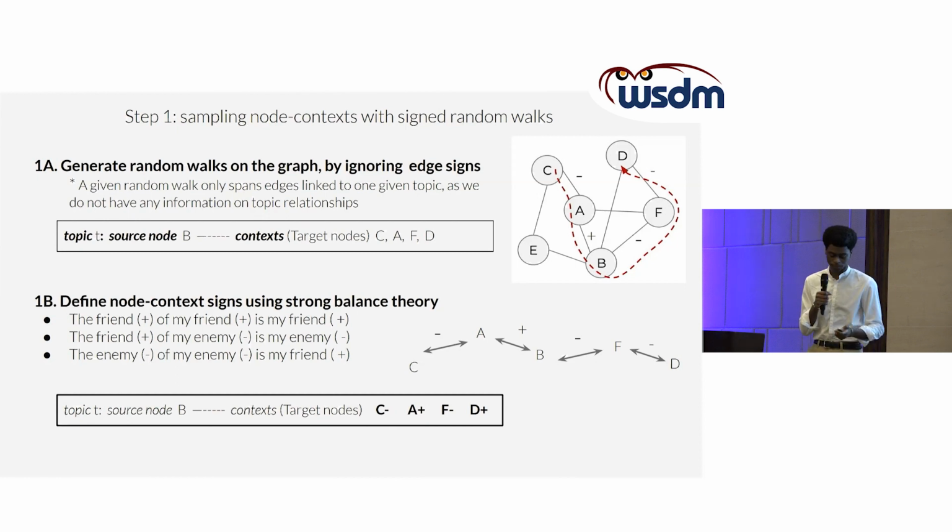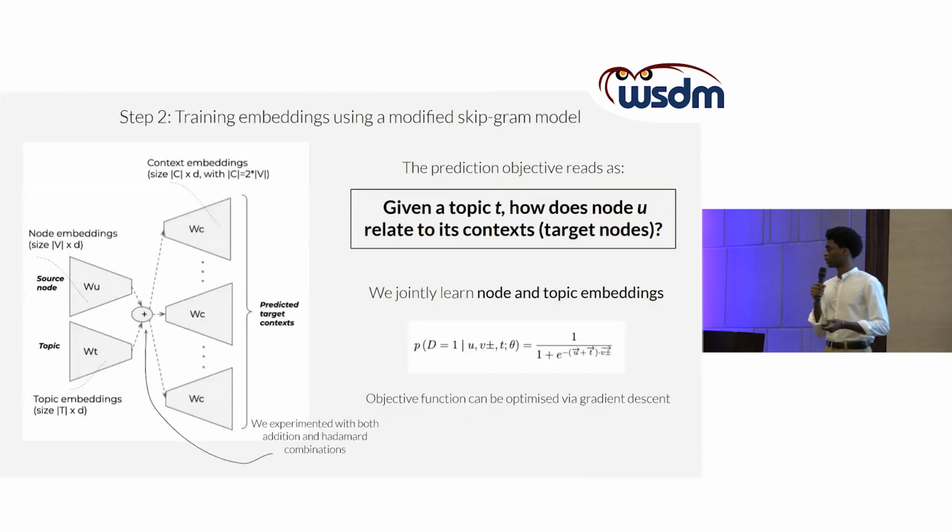Just what we call context. So the second step of SEM is to learn a topic embedding map and a node embedding map simultaneously. The way we're going to do this is with a modified skip-graph model, where we tell the system: I give you a node and I give you a topic. Given this topic, can you tell me which other nodes are most likely to interact with this node? And if they do, what is the nature of those interactions, positive or negative?